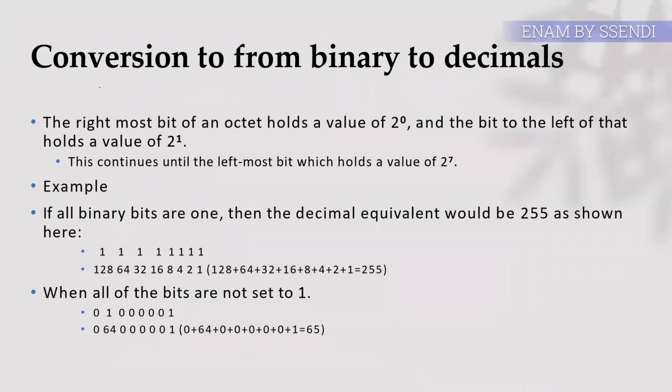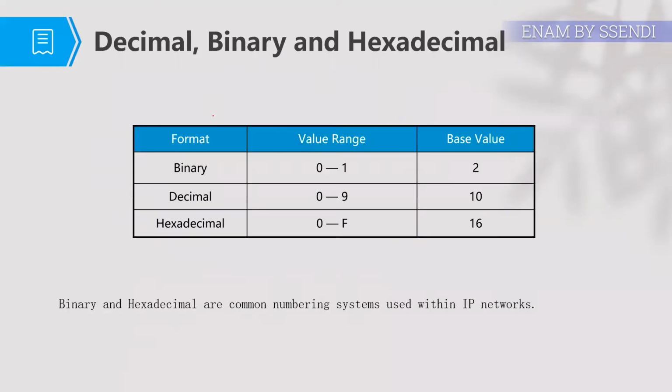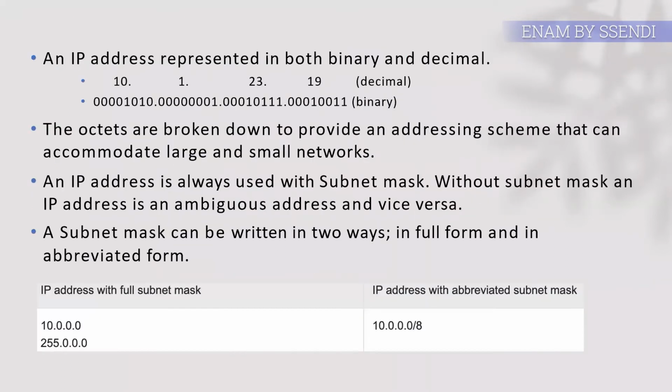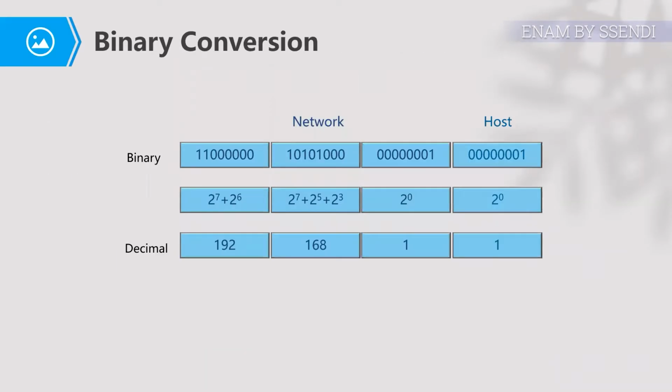So we looked at how to convert from binary to decimal and vice versa, and I'm going very fast because we already looked at these things. I assume by now everyone in this class should be in a position to go ahead and convert an IP address into binary as need arises.